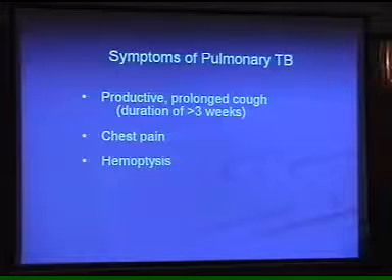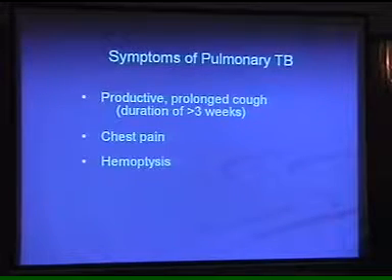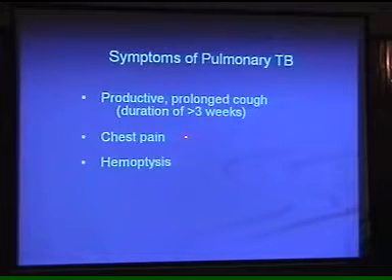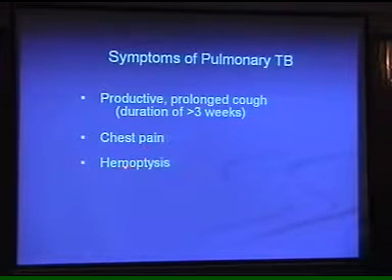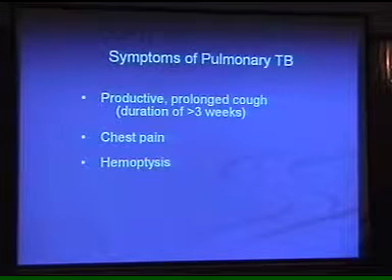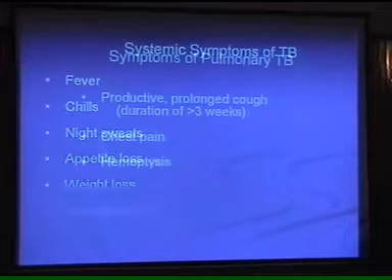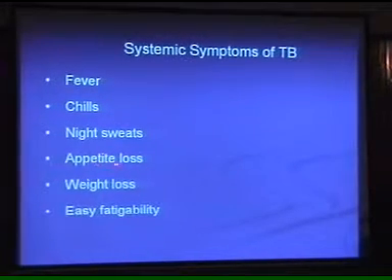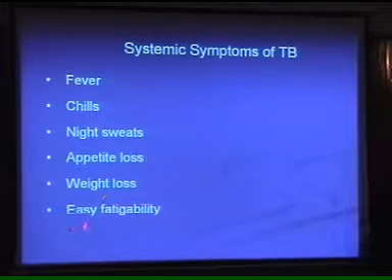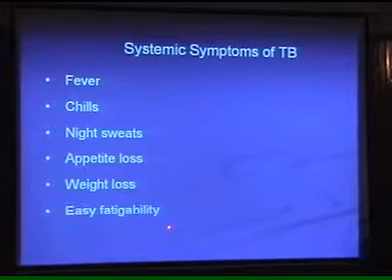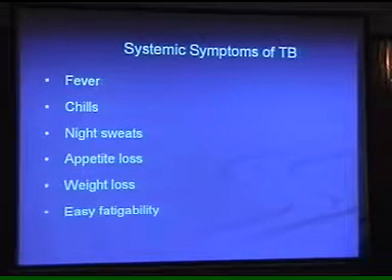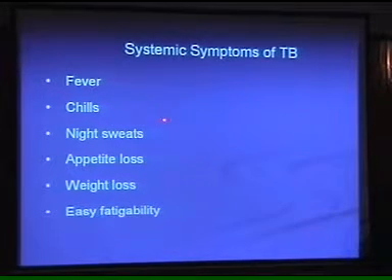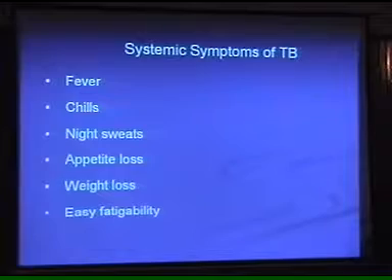What are the symptoms of TB? Pulmonary TB is more common in adults, and usually the cardinal symptoms are productive cough for more than 3 weeks, chest pain, hemoptysis, and shortness of breath. In addition, there are some non-specific symptoms like fever, chills, night sweats, loss of appetite, anorexia, weight loss, and easy fatigability. You have to put all these things together, because these non-specific symptoms can occur in other infectious and non-infectious diseases.